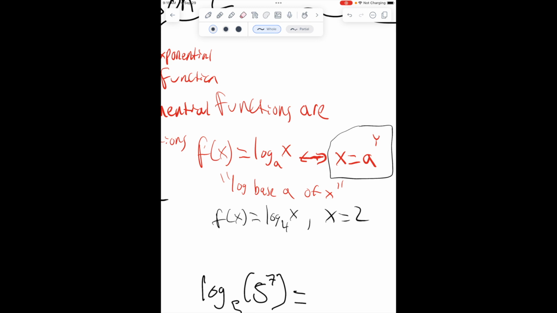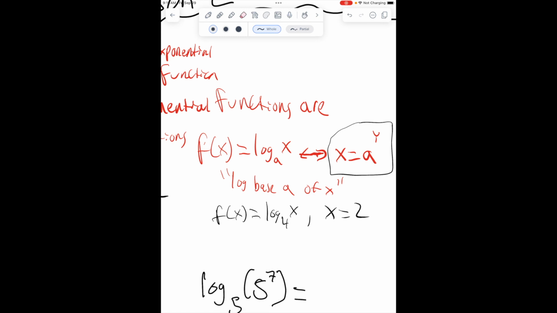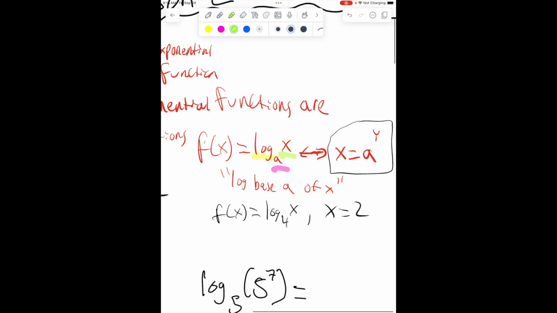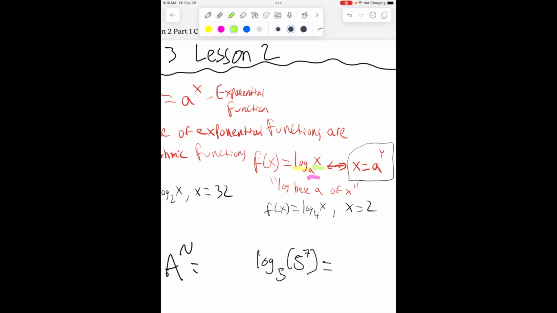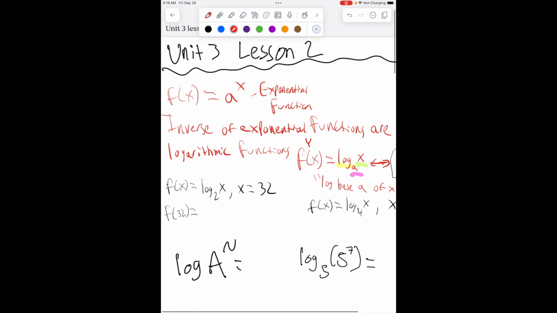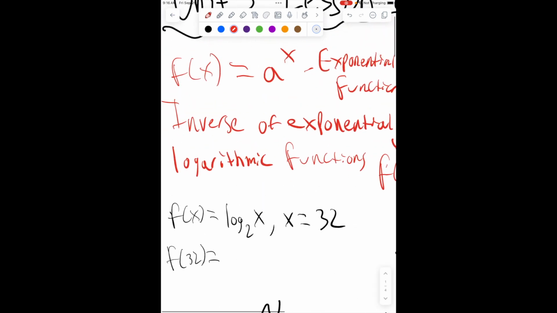So if I look right here, how we describe or talk about logs is f of x equals log base a of x. So again, the three parts are log base a of x. And because they're inverses, you could manipulate it so that it can be rewritten as an exponential function. Again, we can think of f of x like y. So let's go ahead and try that with an actual example.